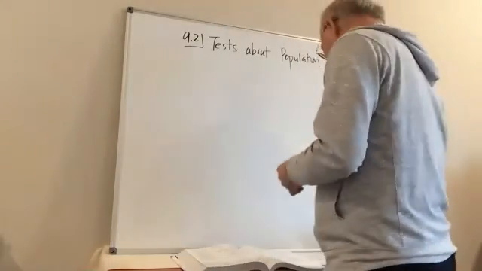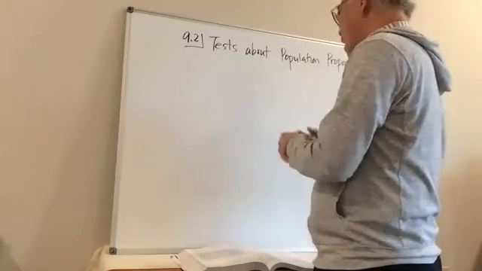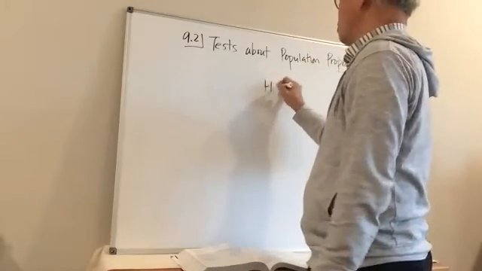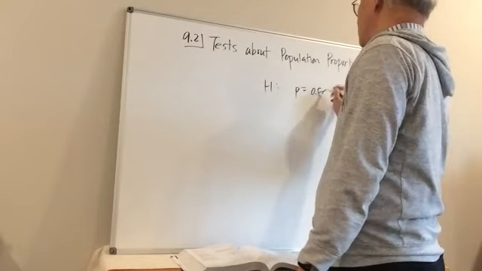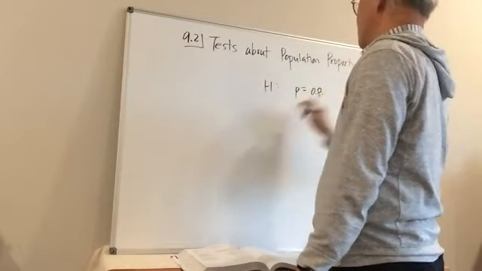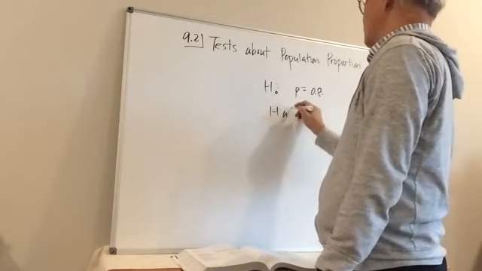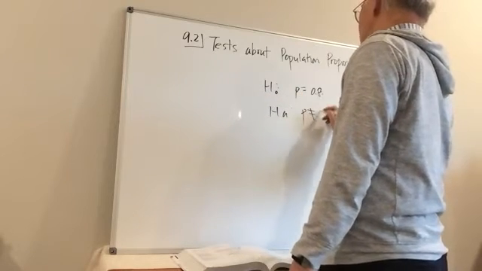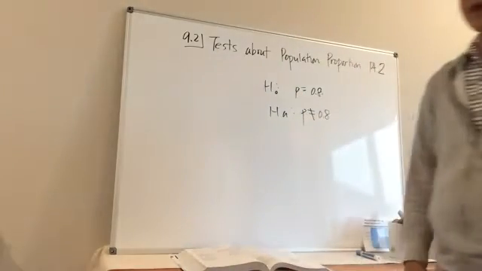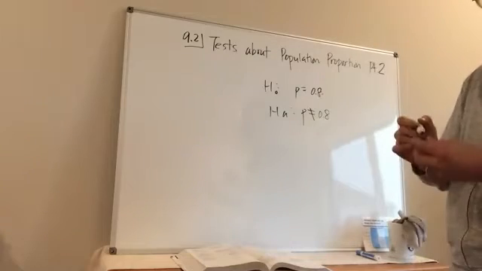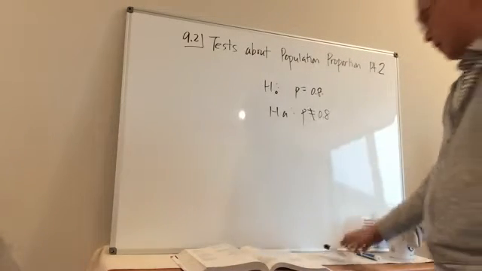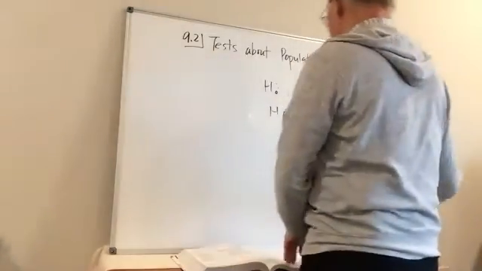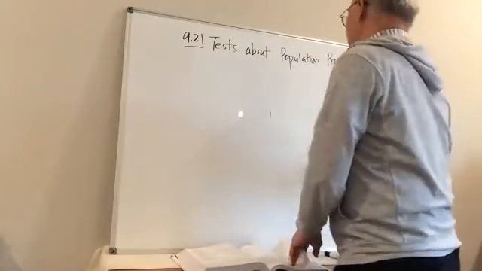Those are the ones where the null would be something like p is equal to 0.8, whereas the Ha is p is not equal to 0.8. I don't really care whether it's greater than or less than, okay? When I have that not-equal sign, that would be the two-sided. And we'll talk a little more in depth about that, okay?